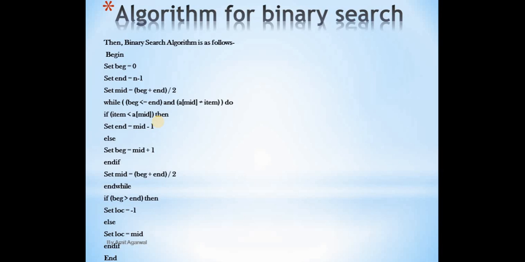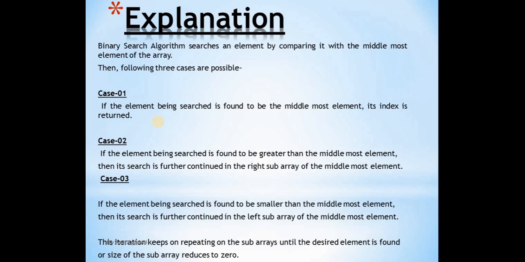Okay guys. Now here are the three cases that are going to occur when we work with the binary search algorithm. Binary search algorithm searches an element by comparing it with the middlemost element of the array. So keeping that in mind, we have three following cases. The first case is if the element being searched is found at the middlemost element, then the index is returned as we did in the algorithm. Case 2, if the element searched is found to be greater than the middlemost element, then the search is further continued in the right sub-array of the middlemost element.